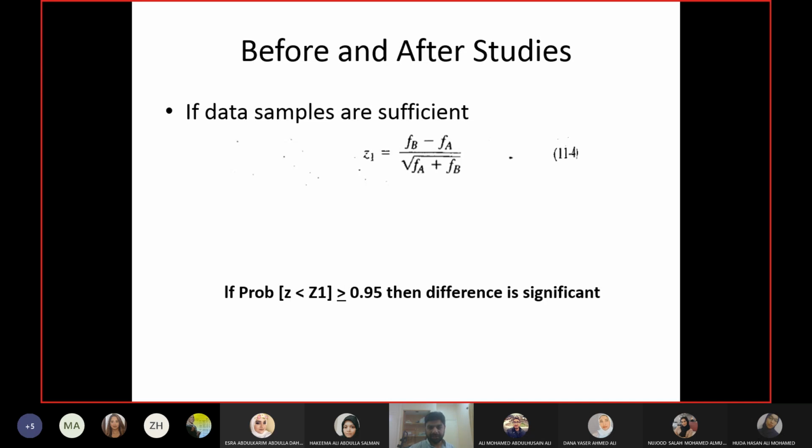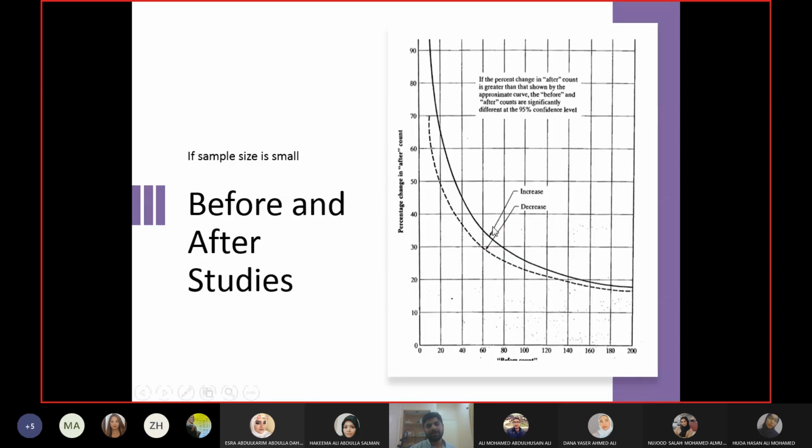Now, the z-test has a limitation. It should only be applied if the number of samples is high, and high means more than 10. Ideally, the z-test for a before and after study of crash data should only be applied if FB and FA are more than 10. Otherwise, it shouldn't be applied. If FA and FB are less than 10, then what should we do? Then you go for this graph. You will find out if you achieved a significant difference or not using this graph.